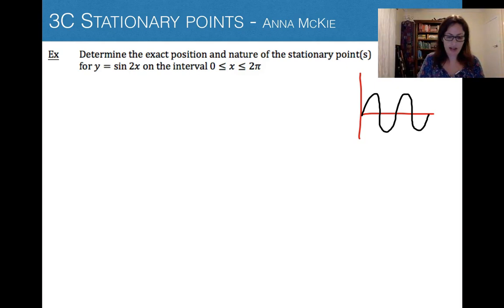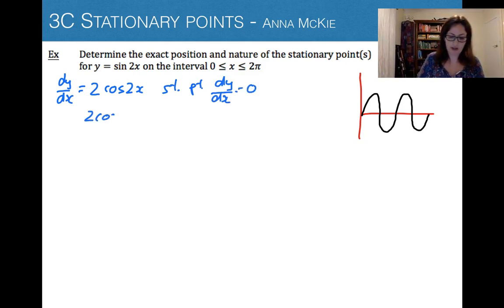Differentiating that. So we have dy by dx for a sine function. Sine, the derivative of that is cos of 2x, and then you differentiate the function. So you put that 2 there. Now, stationary points when dy by dx is equal to 0. So you put this equal to 0 and solve for x.